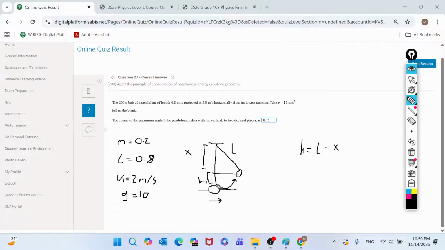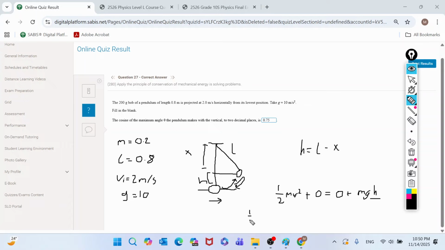Okay, so now let's find the height. How do we find the height? We know that 1 over 2 m v squared initial, because the kinetic energy initial, plus potential energy initial is going to be 0 because the initial height is 0, so plus 0, equals, we know that the final kinetic energy is 0 because it's going to stop and come back down, so it's going to be 0 plus mgh. Okay, so that's what we have now. We have everything except h. So we'll solve for h.